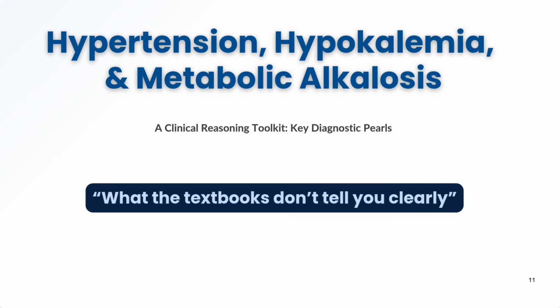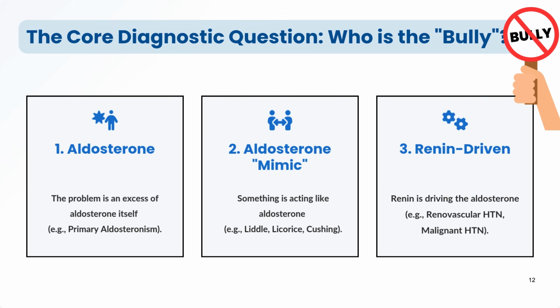By the end, you will see how this triad is less of a mystery and more of a map pointing you toward the right diagnosis if you know how to read it. When you boil this entire triad down, hypertension, hypokalemia, and metabolic alkalosis, the core diagnostic question is surprisingly simple: who's the bully? Who's driving the physiology? And once you answer that, everything else falls into place.